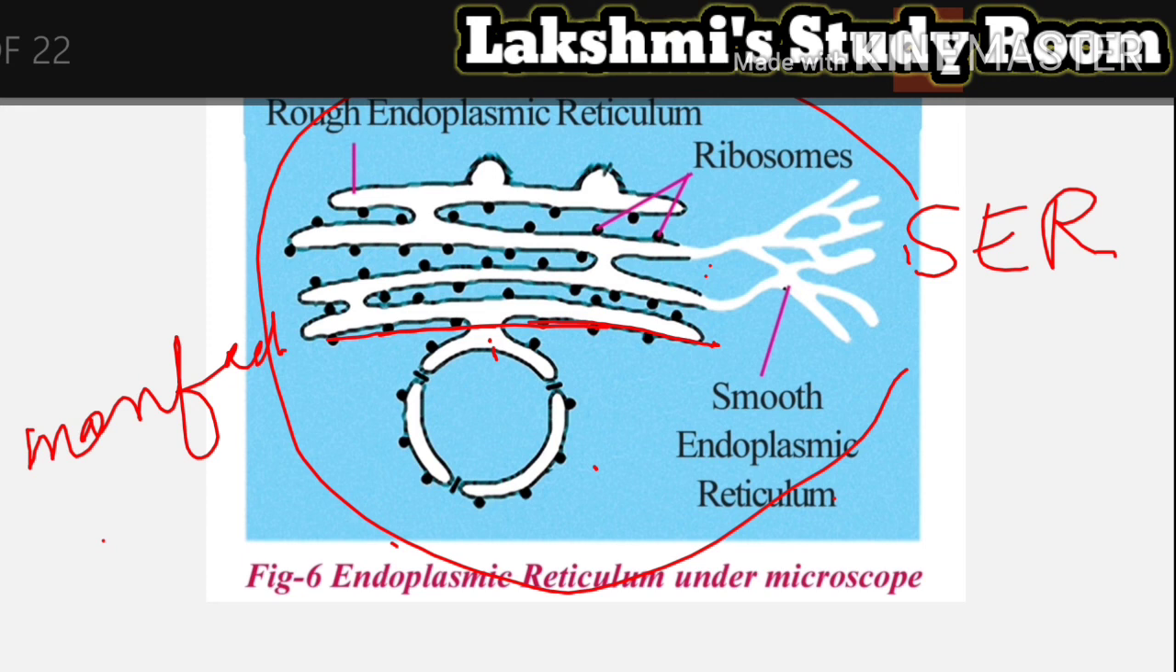One is manufacturing food materials like proteins and lipids, and second, these manufactured food materials are transported throughout the cytoplasm from one cell organelle to another, and from the nucleus to the cell membrane also. It also provides a surface for many biochemical activities. And SER in the liver cells of vertebrates plays a major role in detoxifying many drugs.